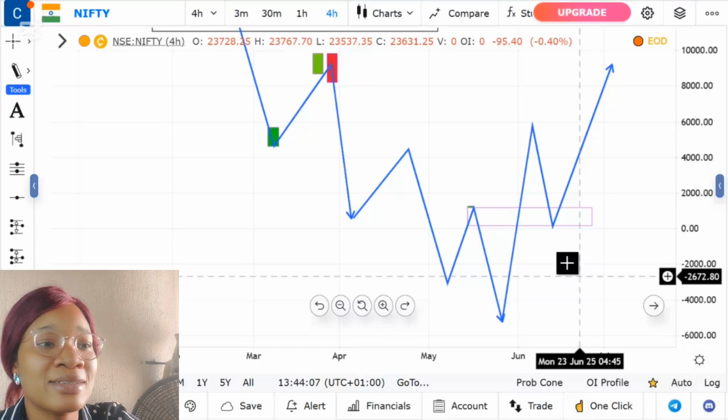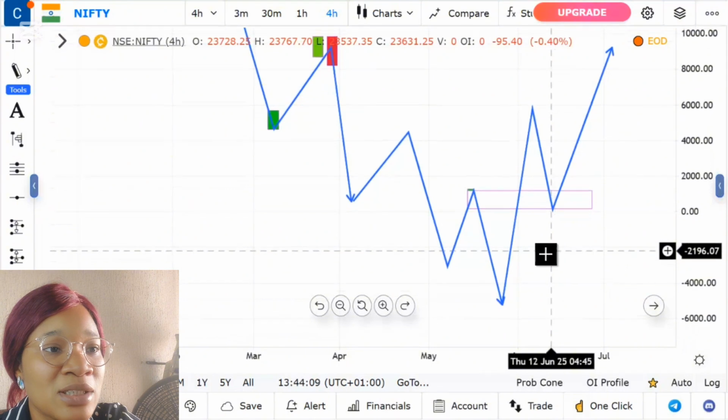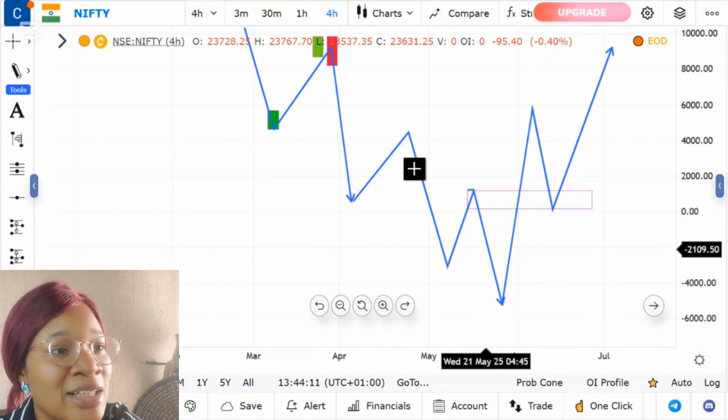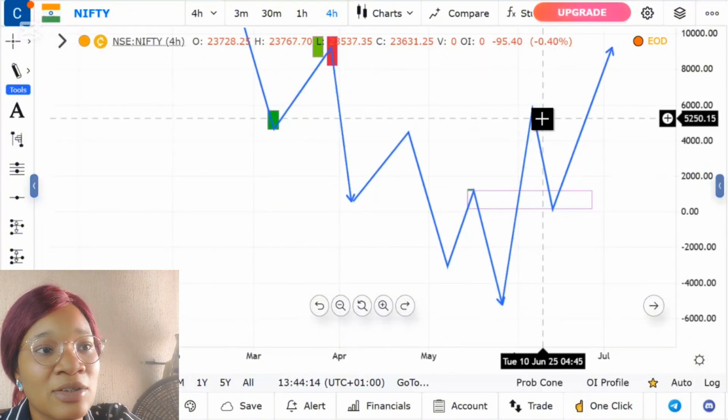Okay, so that is basically it. You can see that price has changed trend. This used to be a downtrend, now it is an uptrend, right?